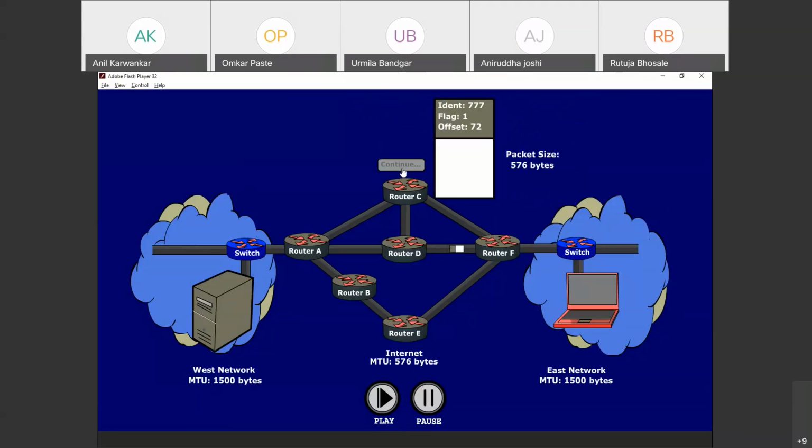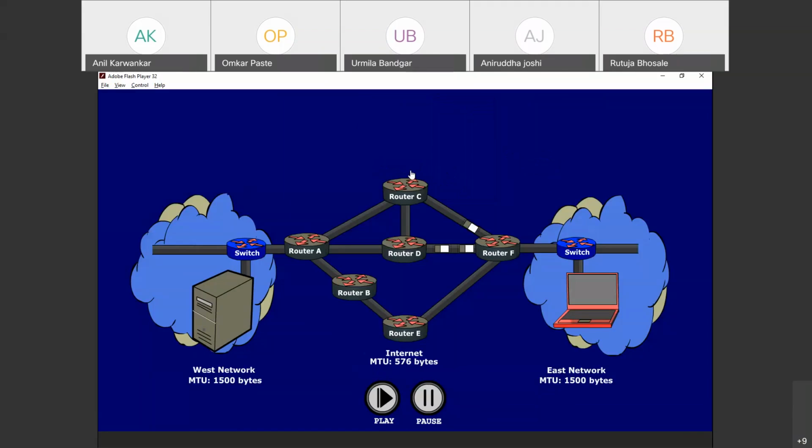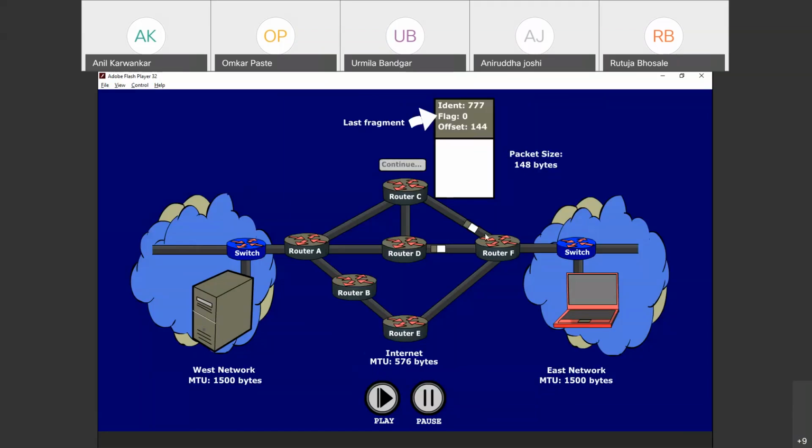The identification number is 777, the flag is set to 1, and the offset is 72. The packet size is 576 bytes. Now here we have two different paths for that particular packet. One fragment will have an offset of 144, and the packet size will be 148 bytes. The flag is set to 0. The identification number for that particular packet is 777.